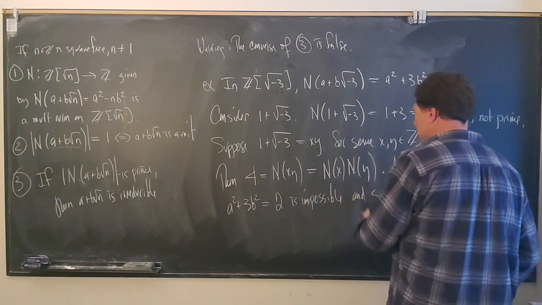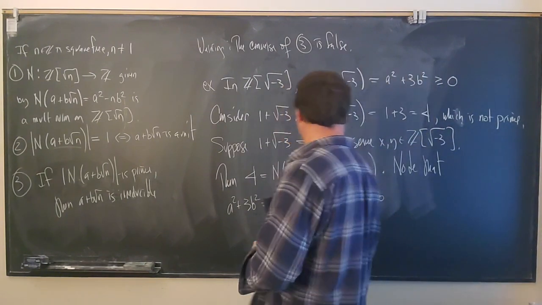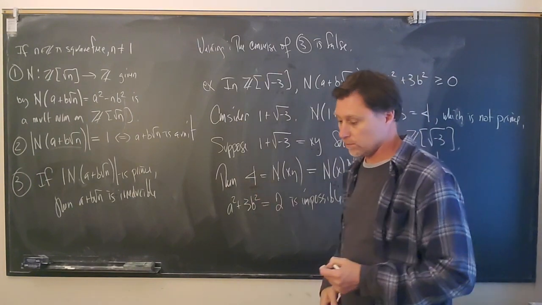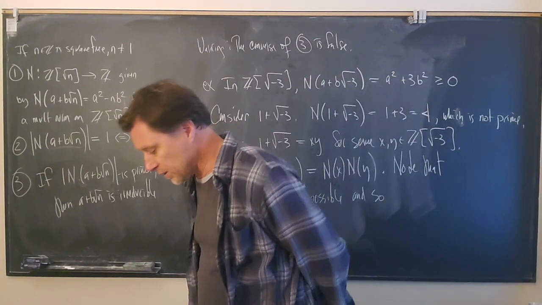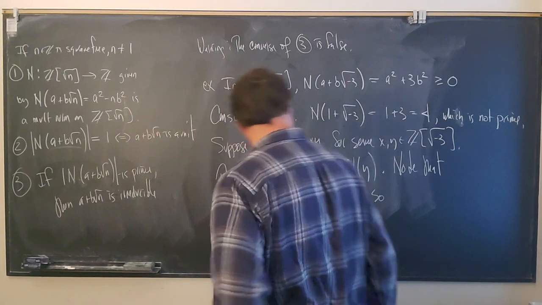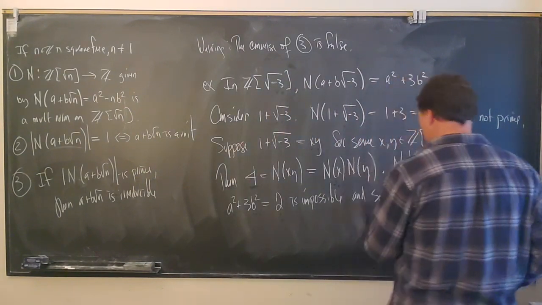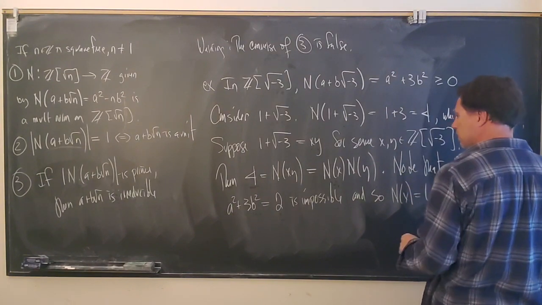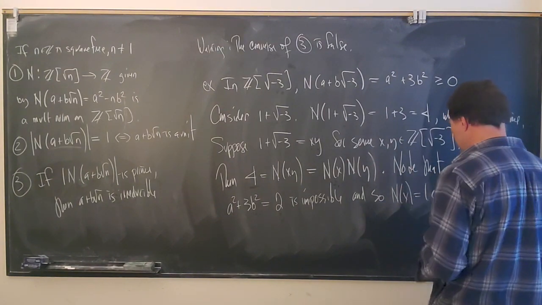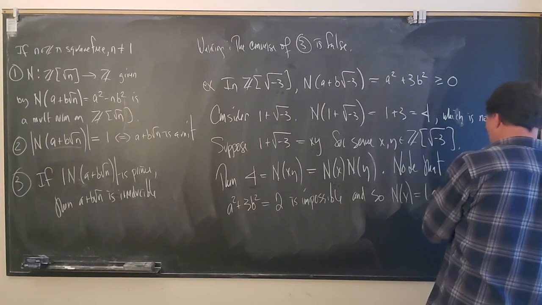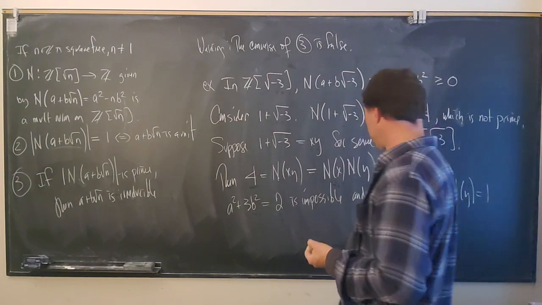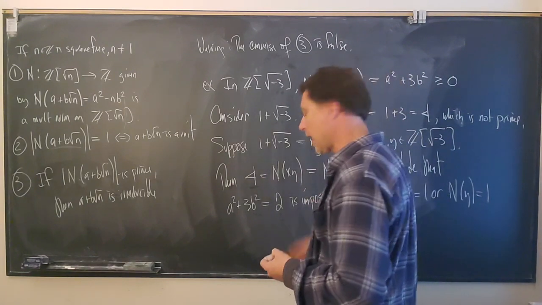And so what does that tell us then? It tells us that the norm of x and the norm of y could not be equal to 2, which are factors of 4. And so what does that mean? All right, so this is impossible. And so the norm of x has to equal 1. Well, it's always greater than 0, so I don't need to say absolute value here. Or the norm of y equals 1. And what do we know? That means that x is a unit or y is a unit.